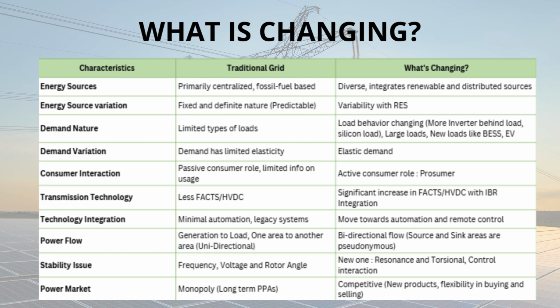Right. Old grid stability issues were mainly about frequency, voltage, keeping big spinning generators synchronized, electromechanical stuff. Now, with all the power electronics, the inverters for solar, wind, batteries, even modern loads, we see new issues. Things like harmonic resonance, complex interactions between different control systems. It's like adding electronic instruments to a traditional orchestra. You need new ways to keep everything in harmony.